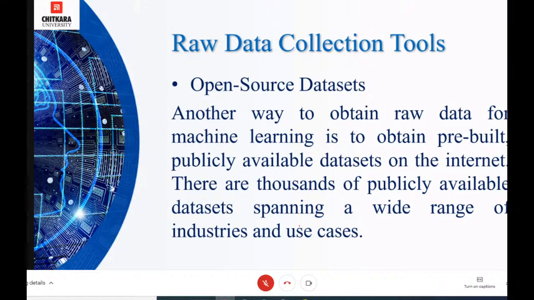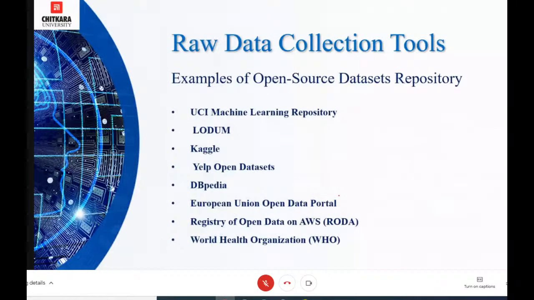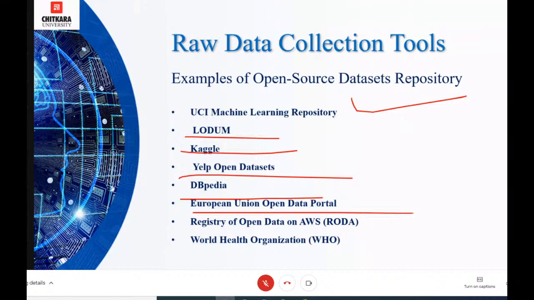Okay. So let's discuss open source data sets. It is another way to obtain raw data for machine learning, and it is useful as a pre-built, publicly available dataset on the internet. There are thousands of publicly available datasets spanning a wide range of industries and use cases. Let's see the examples: UCI Machine Learning Repository, LODUM, Kaggle, Open Dataset, DBpedia, European Union Open Data Portal, Registry of Open Data on AWS, RODA, WHO, and there are lots of many more.